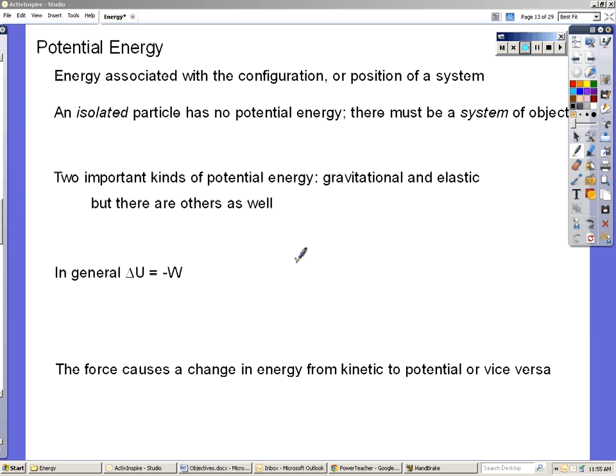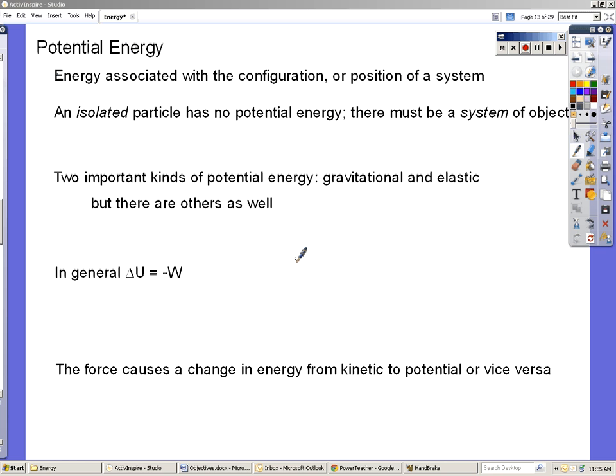Because potential energy is an energy associated with the configuration of a system. You always have to have multiple particles to have potential energy. There are two important kinds of potential energy at this point. We'll learn more of them. This is gravitational and elastic potential energy. There are others as well. Electric is the big one.